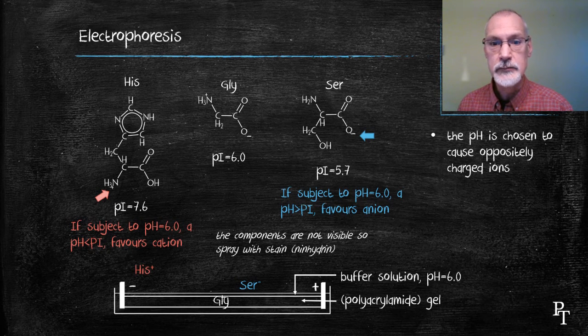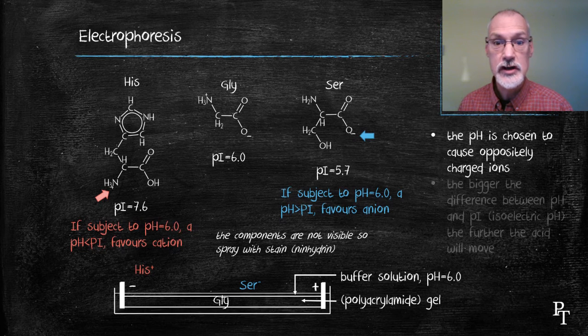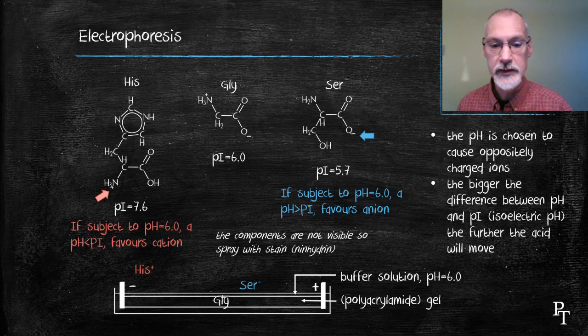The amount that an ion moves depends on its difference in charge from its isoelectric point. So in this case, histidine is further from glycine than serine is from glycine. As a result, the histidine moved further.